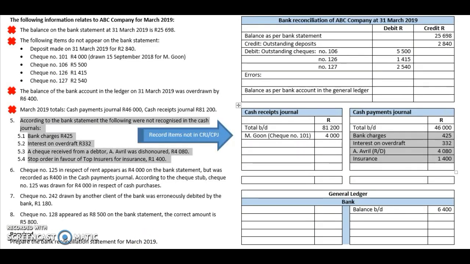Note number 5 provides information about items that were not recognized in the cash journals. These items should thus be recorded in either the cash receipts journal or the cash payments journal. Bank charges and interest on overdrafts are expenses and should be recorded in the cash payments journal as these will be accounted for as payments.